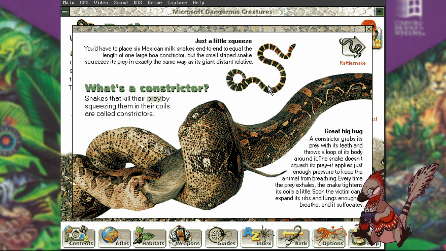That's terrifying. So actually breathing is what makes it so that it can squeeze you more and more. Wow. Okay, I didn't know that.